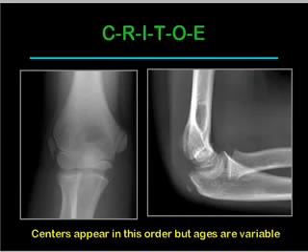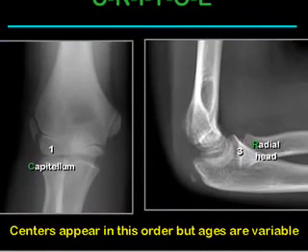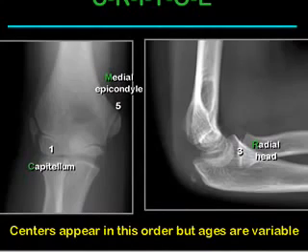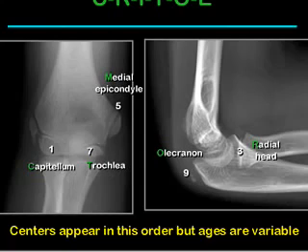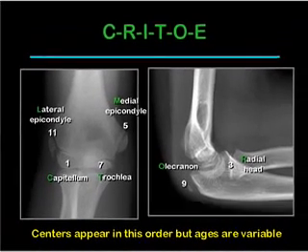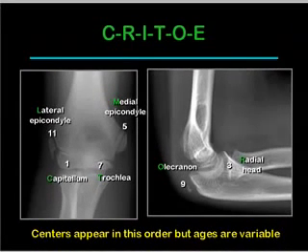These are the approximate ages in which the ossification centers appear. The first is the capitellum at about 1 year of age, then the radial head at about 3 years of age, the medial epicondyle around 5 years of age, the trochlea around 7, the olecranon around 9, and the lateral epicondyle around 11. So they tend to ossify at the ages of about 1, 3, 5, 7, 9, and 11. But more importantly than the actual ages of ossification is the order in which they ossify.